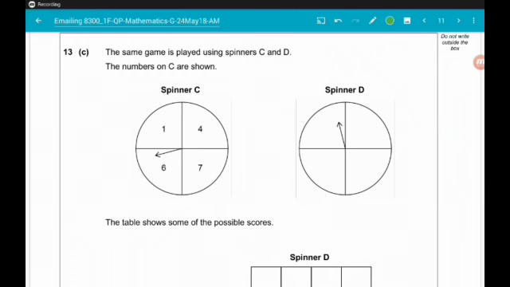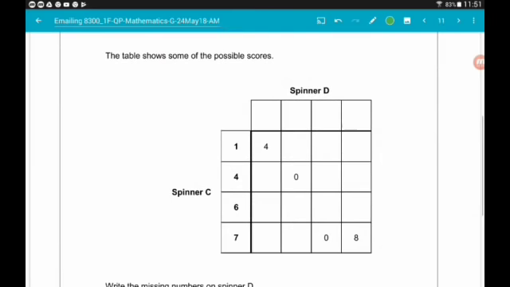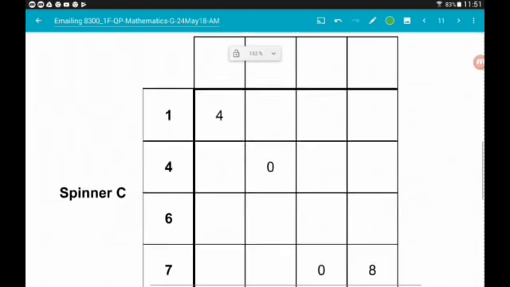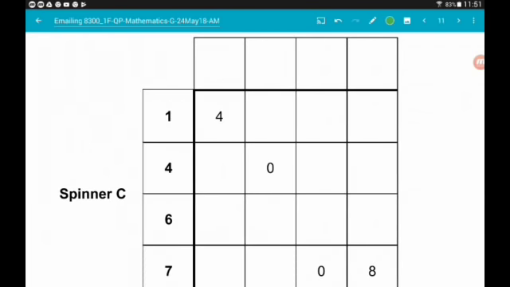Okay, then the same game is played with 2 different spinners. So we got the numbers on spinner C, 1, 4, 8 and 7, but we don't know the numbers on spinner D. We do have a table though, with some possible outcomes and we are told to fill in the missing numbers on spinner D. So, top left, we have a score of 4. So that means one of the numbers on the spinner then is going to have to be 4.